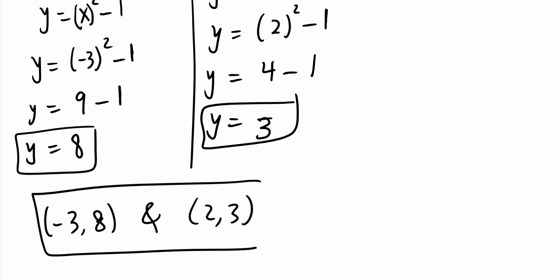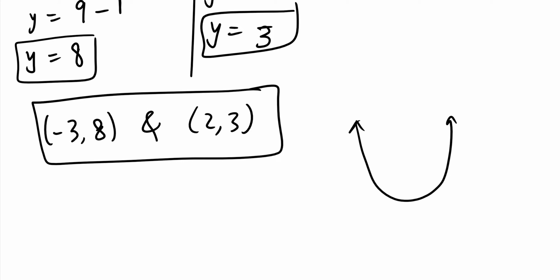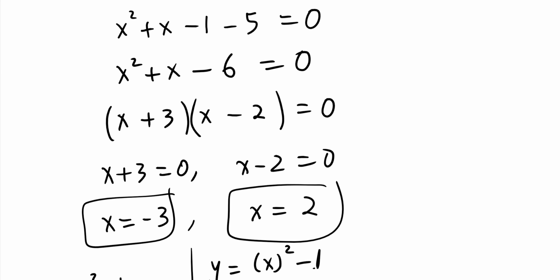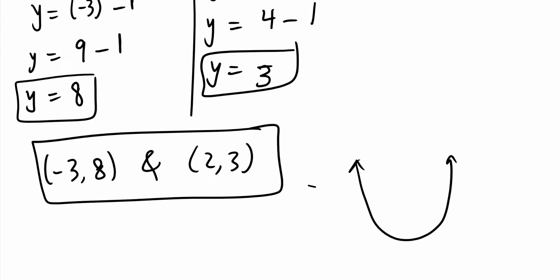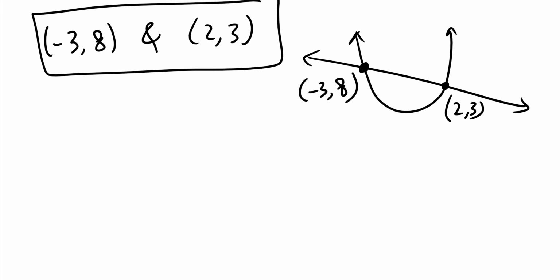These are the solutions. If we graph these two equations, the first one is a parabola that opens upward, and the other one is a straight line that possibly might go like this. So this is one of the points, and that's the other point. I'm expecting this to be 2, 3, and this is negative 3, 8. That's what it means graphically. We are going to focus mostly on how to solve such systems of equations algebraically.